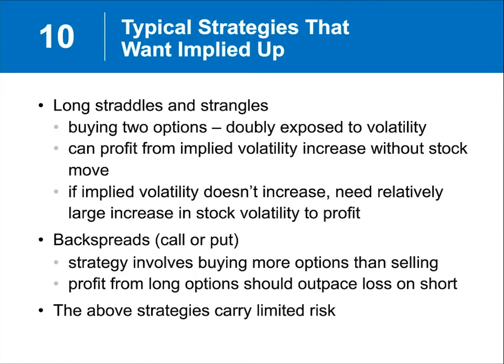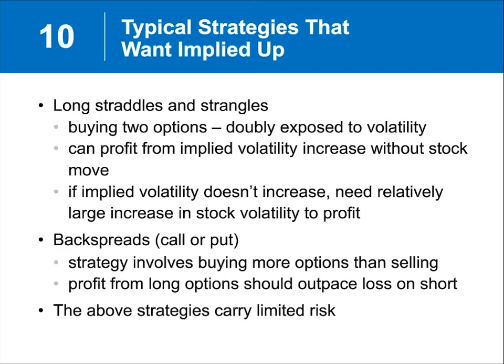So strategies that want implied volatility up: long straddles and strangles. You're buying two options. You're buying a call, you're buying a put. If you're buying, you want that increase in volatility. So we're looking for an increase in volatility to raise option prices so that they're above what we paid for them. If implied volatility doesn't increase when we do these strategies, we may need a big movement in the underlying stock.